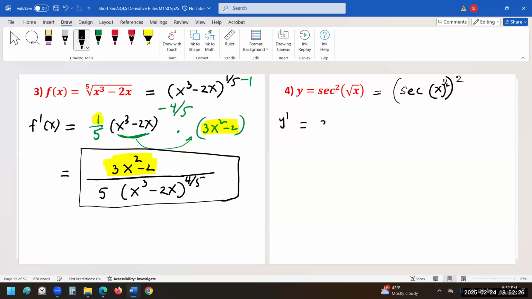Okay, go ahead, Apollo. 2 secant square root of x times. So 2 comes down, 2 minus 1. So secant root x doesn't have any power. And then you multiply by the derivative of secant. What is the derivative of secant? Derivative of secant is secant and tangent. Only tangent, right? Secant and tangent. But what goes inside?